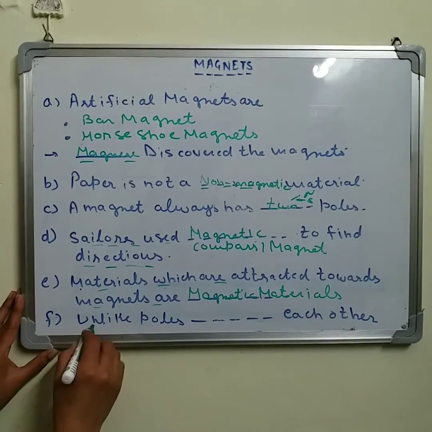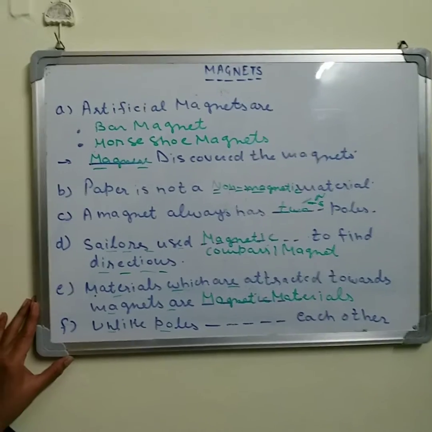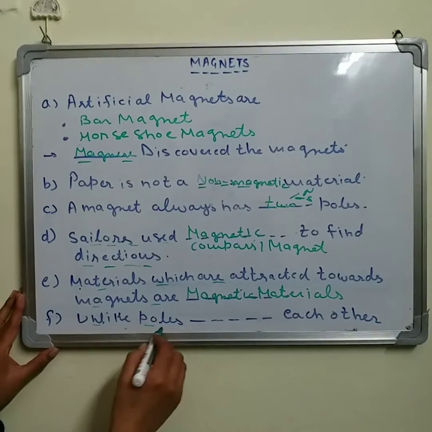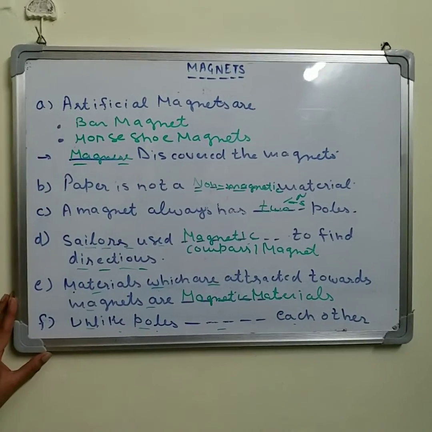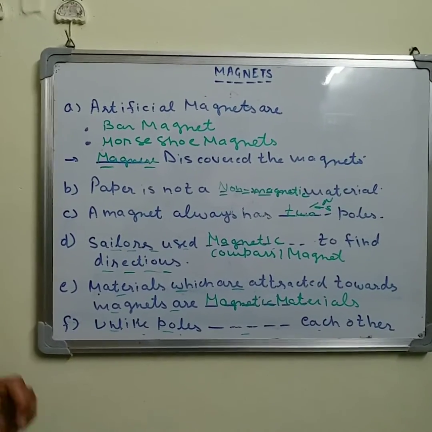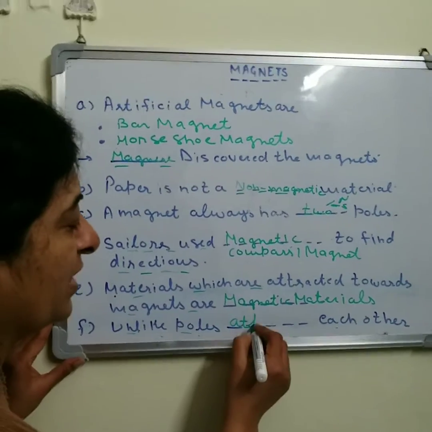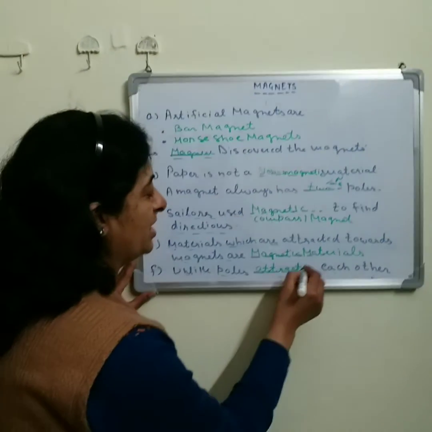Now next one, unlike poles, poles which are not the same, like north and south. So unlike poles dash each other. What do you think? Do they attract each other or repel each other? Yes, you are right. Unlike poles always attract each other.